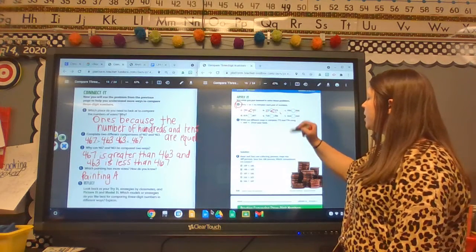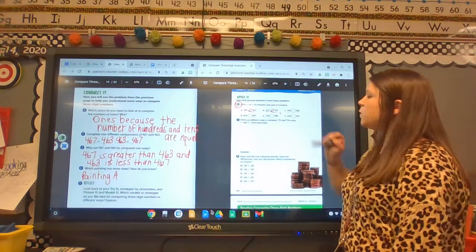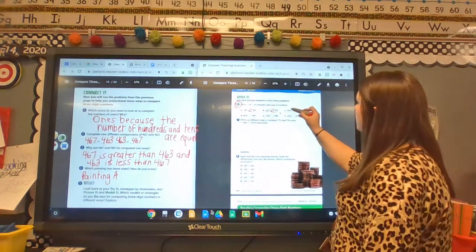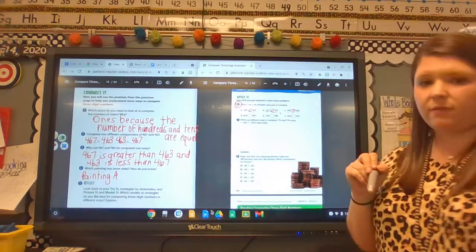All right, C. 954 compared to 950. They both have 900s. They both have 5 10s. One has 4 ones. One has 0 ones. So which one is larger? 4. So we would say 954 is greater than 950.